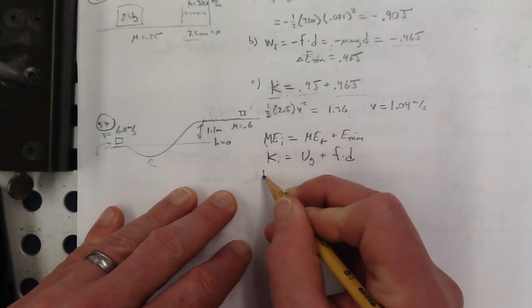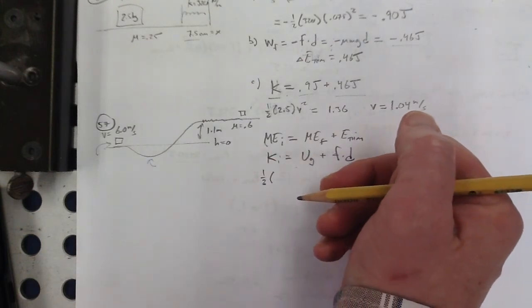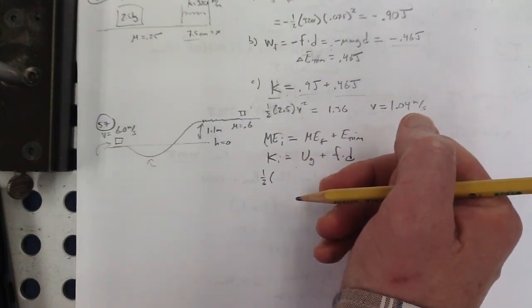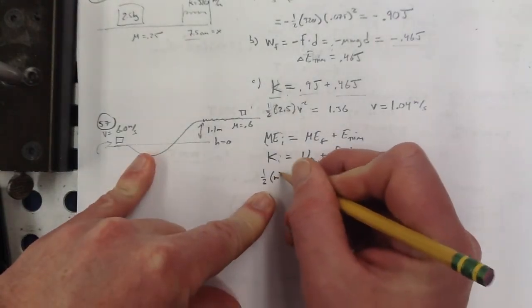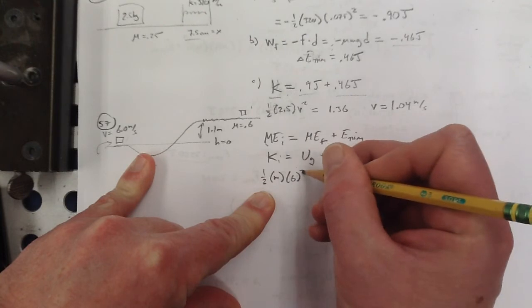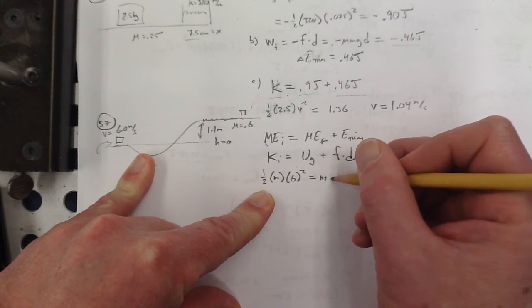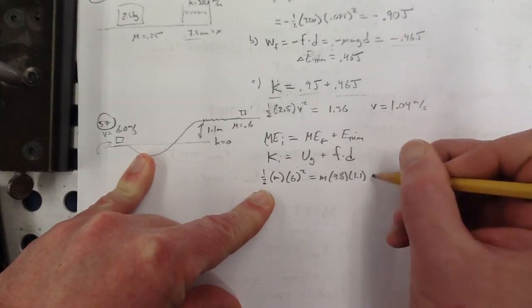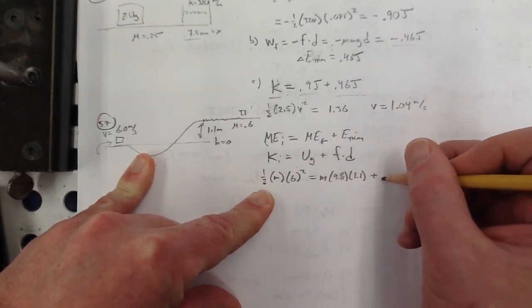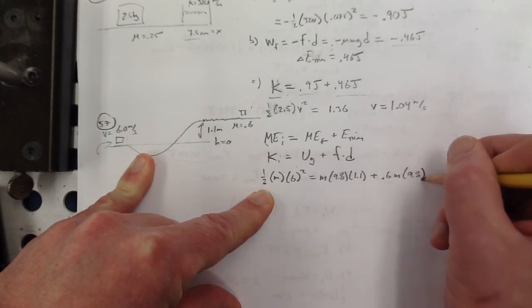So here I've got 1/2 m v squared. I think I know the mass of this block, and I didn't write it down. No, I don't. Oh, so maybe it's just going to cancel out because it's in all the terms. So let's see how that looks. 1/2 m v squared is equal to m g H plus mu m g d.